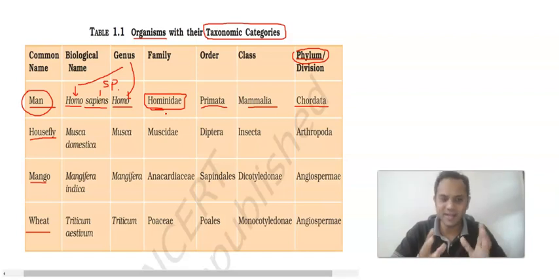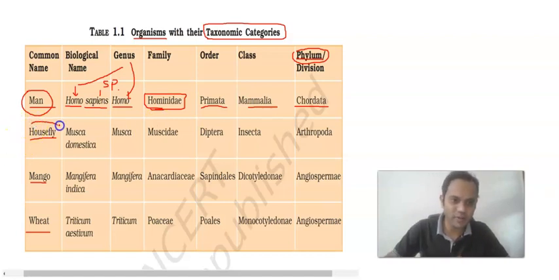Similarities decrease and the differences increase. Okay, so the same is the case with the housefly. You have seen this housefly; they are just troubling us in the home. The scientific name of the housefly is Musca domestica. Domestica means household. Therefore, that name is given on the basis of where they are generally observed.